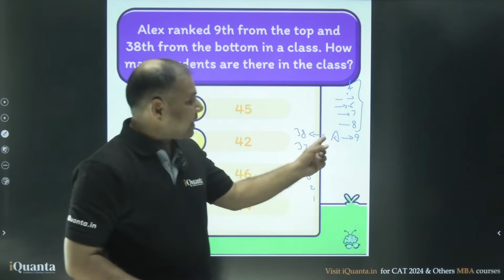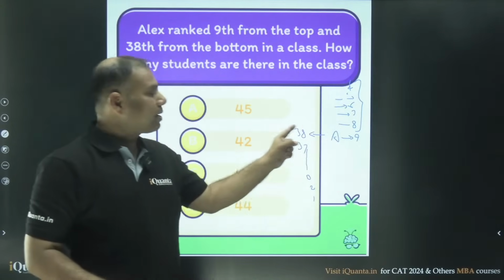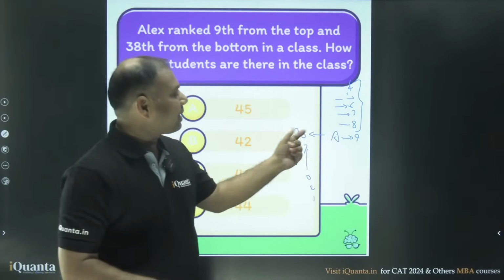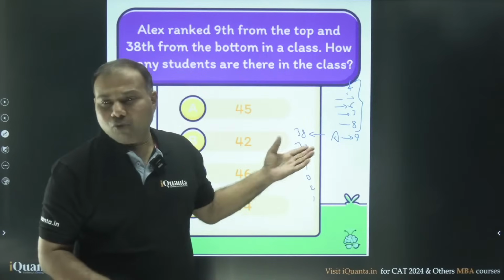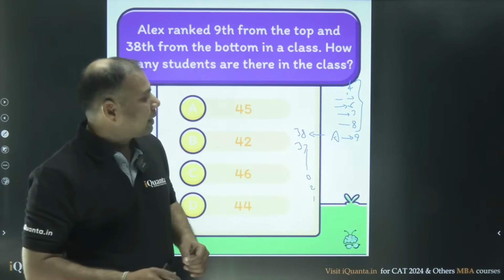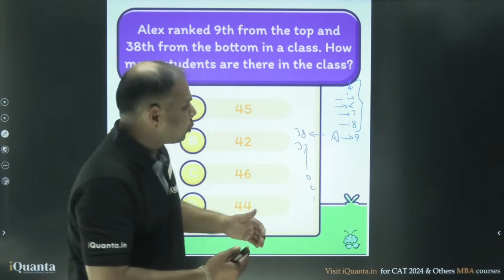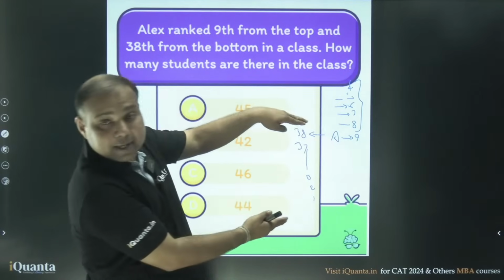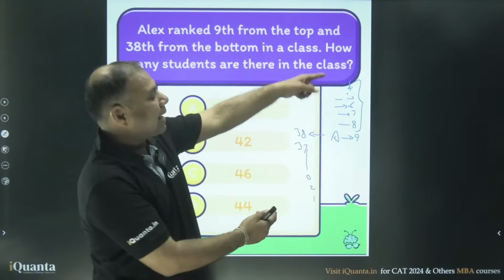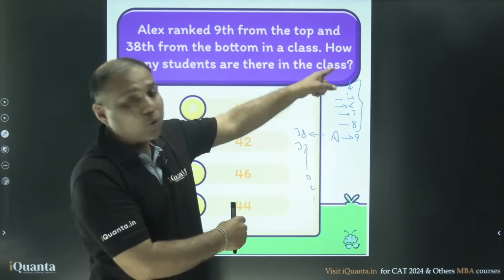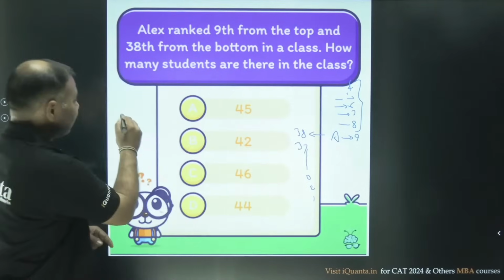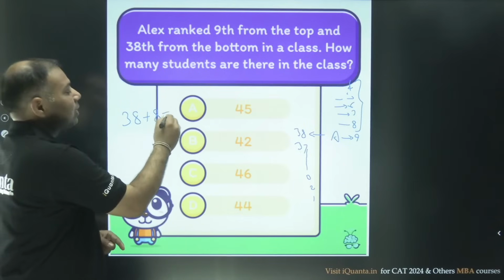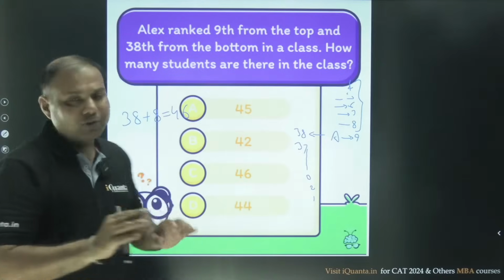So this 9th position from top and 38th position from last, that is the same position. If you are simply adding 9 and 38, in that case we need to subtract 1, as many of you have done. Otherwise we could have done it like this also: from the bottom there are 38 people, right? Alex is at 38th position from the bottom and 8 persons were ahead of him. So I can say the total number of students is 38 plus 8, that is 46. Right? That's one of the ways.